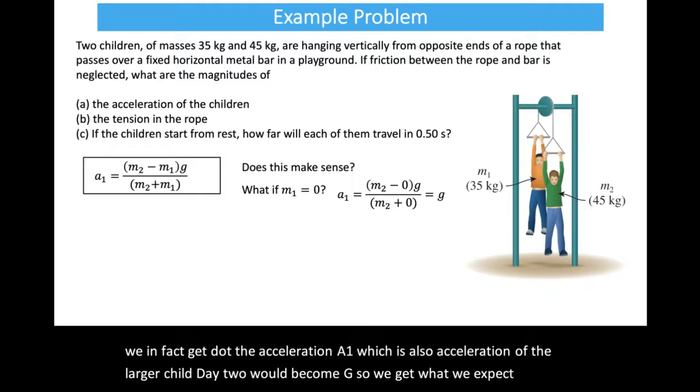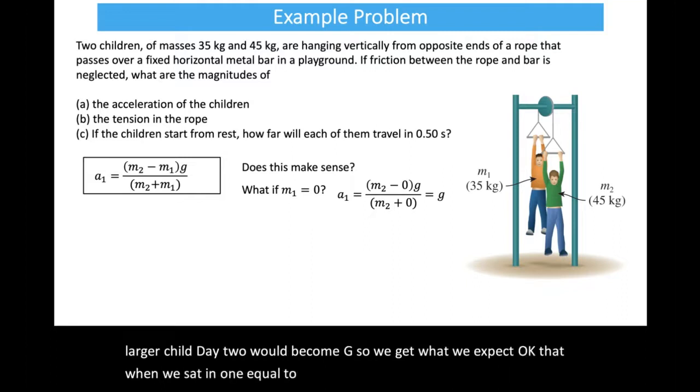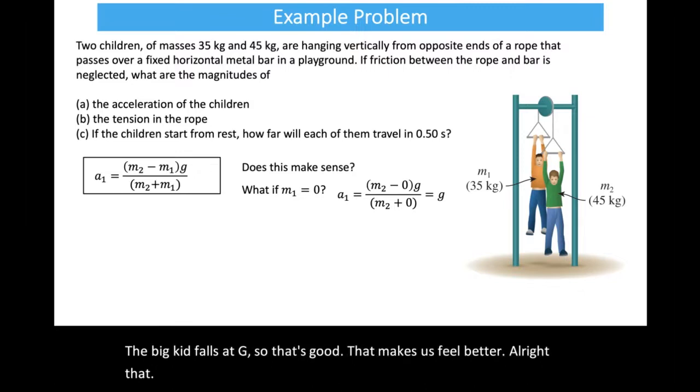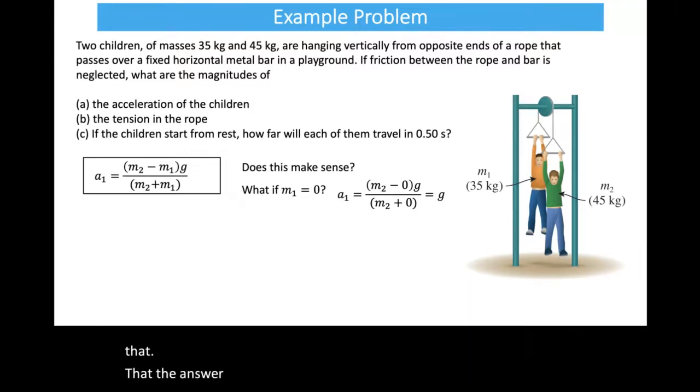Okay, so when we set m1 equal to 0, we get an acceleration equal to g. The big kid falls at g. So that's good. That makes us feel better. All right. The answer sort of makes physical sense for us.